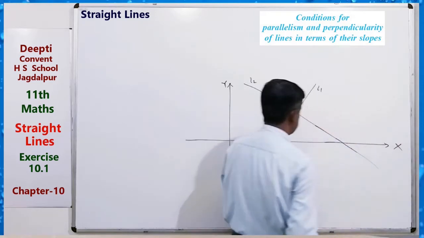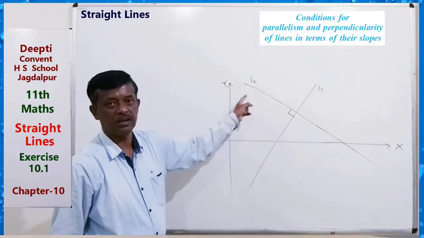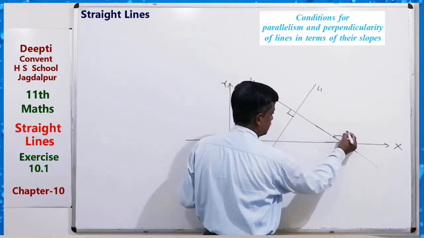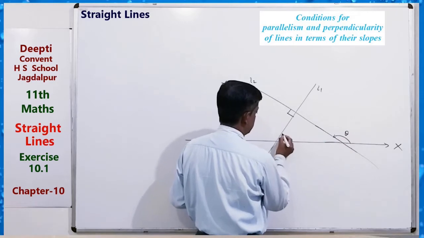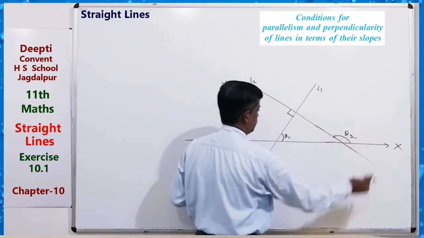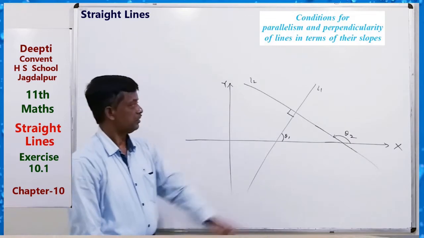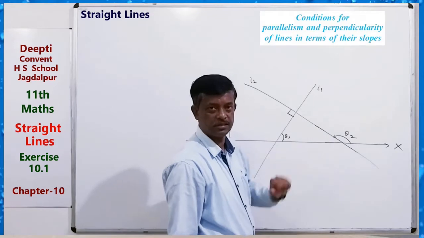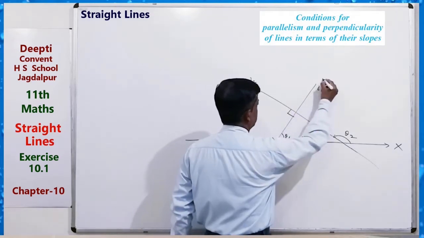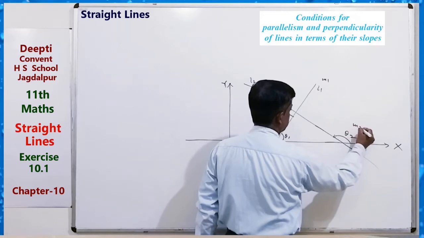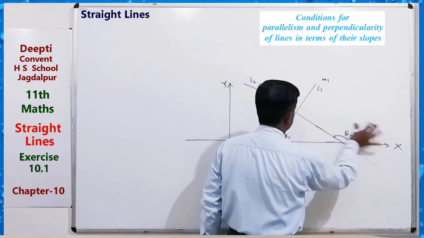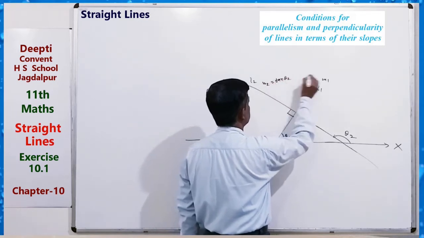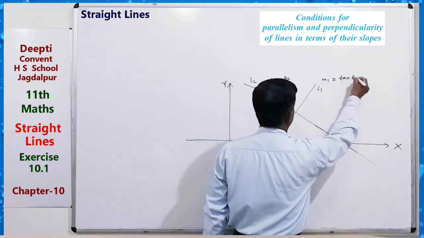Okay, this is the x-axis. Now, line L1, line L2, 90 degree angle. This is theta 1, this is theta 2. Clear? The first line makes angle theta 1, the second line makes angle theta 2 with the x-axis. So its slope, what? M1, its slope M2, that is what? Tan theta 2, this is tan theta 1.